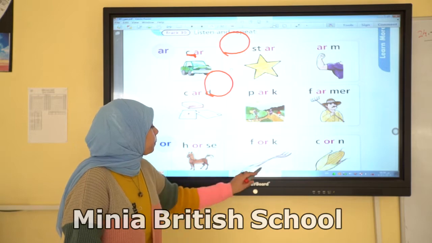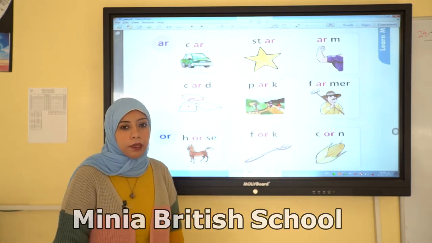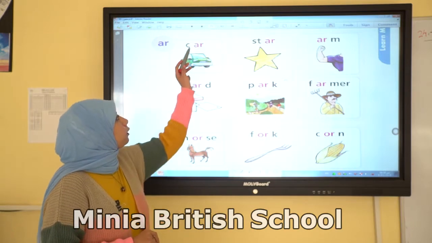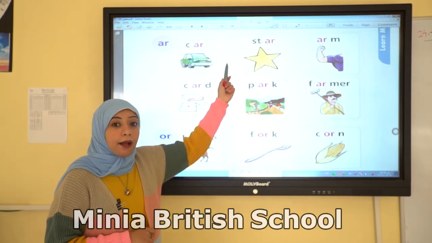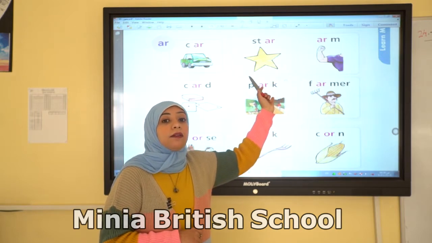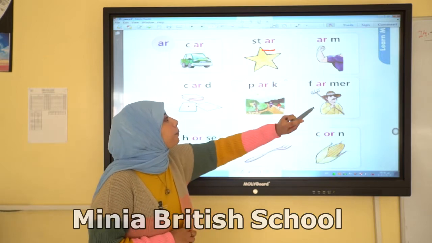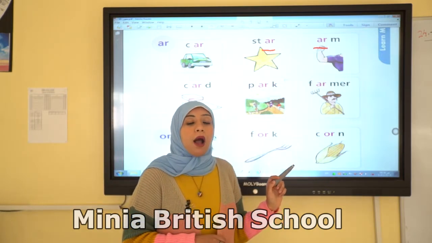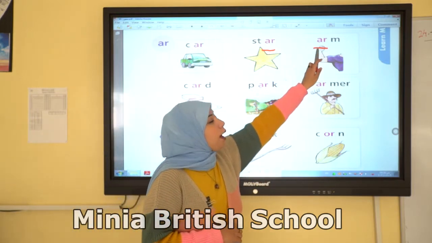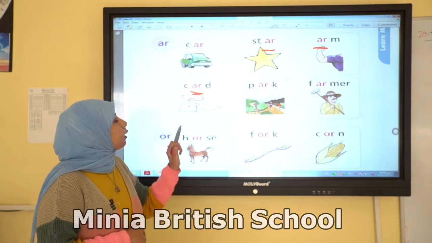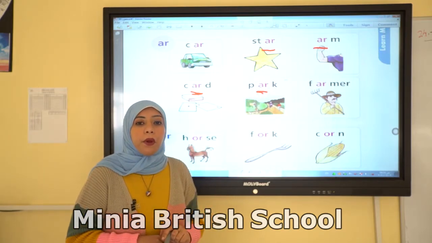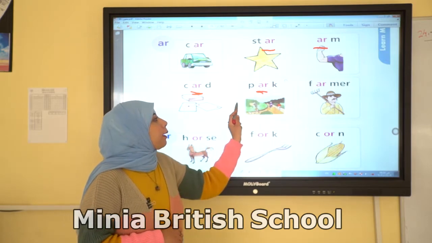Let's read this word. Okay? Let's read this word again. Now, I'll give you a second so you can read this word, okay? Car. Excellent. Car. Star. Star. Okay? Arm, arm. So, car, star, arm. Again. Card, card. Park, park, park. Okay, Kiji?